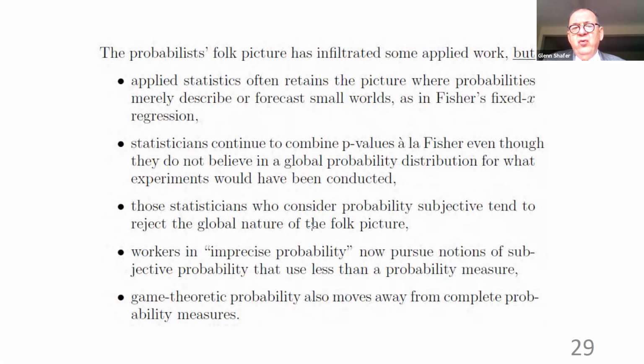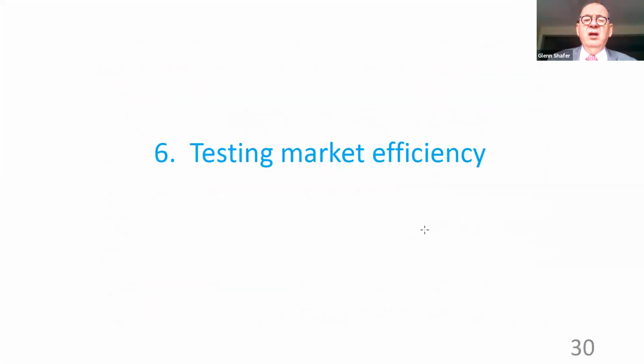Statisticians who take a subjective view of probability theory tend to reject this folk picture. Imprecise probability people use less than a probability measure. So game theory probability is doing that too. These two slides are just meant to bring out this difference with the way the probabilists are thinking.